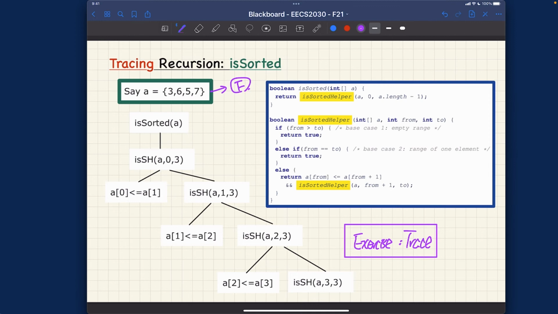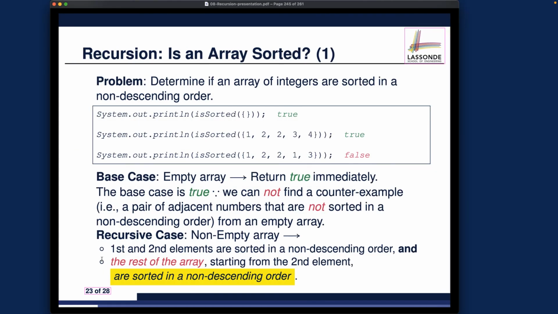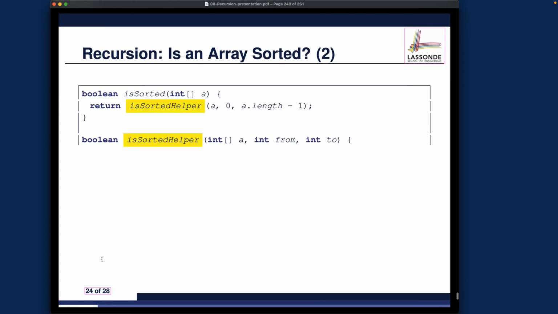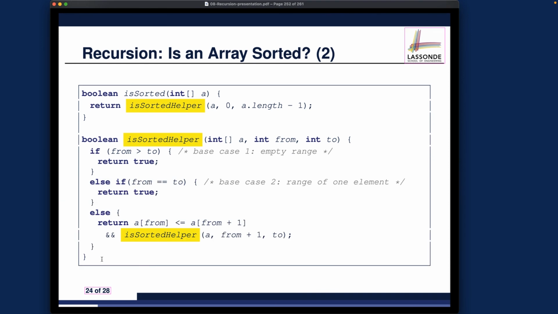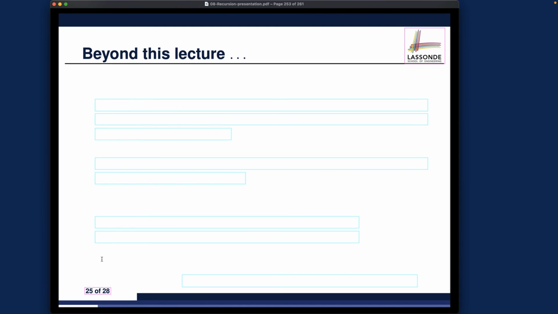All right, so that's about what I want to discuss about this last example for recursion on arrays. Let's now go back to the slide to see what's left. All right, so that's the code we just spoke about for isSorted, and that's it. And that will be the end of this lecture about recursion.